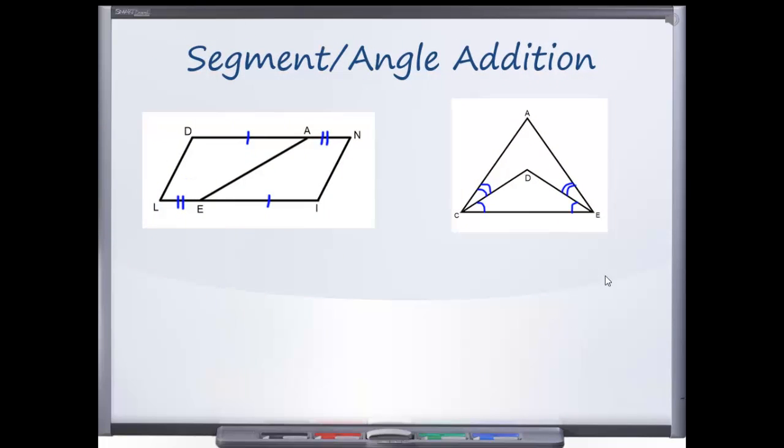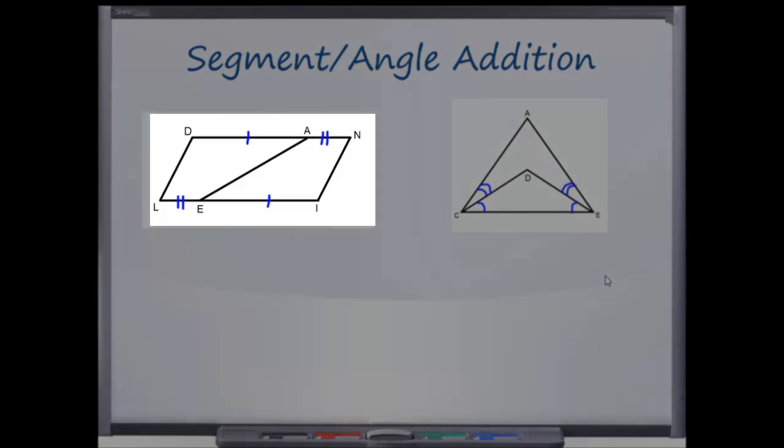What if you have a situation like this where you actually have two pairs of congruent segments? Take a look at the diagram on the left that deals with the segments. We have segment DA and segment IE are congruent to each other. And we also have that segment AN is congruent to segment EL. So what conclusion can we make?